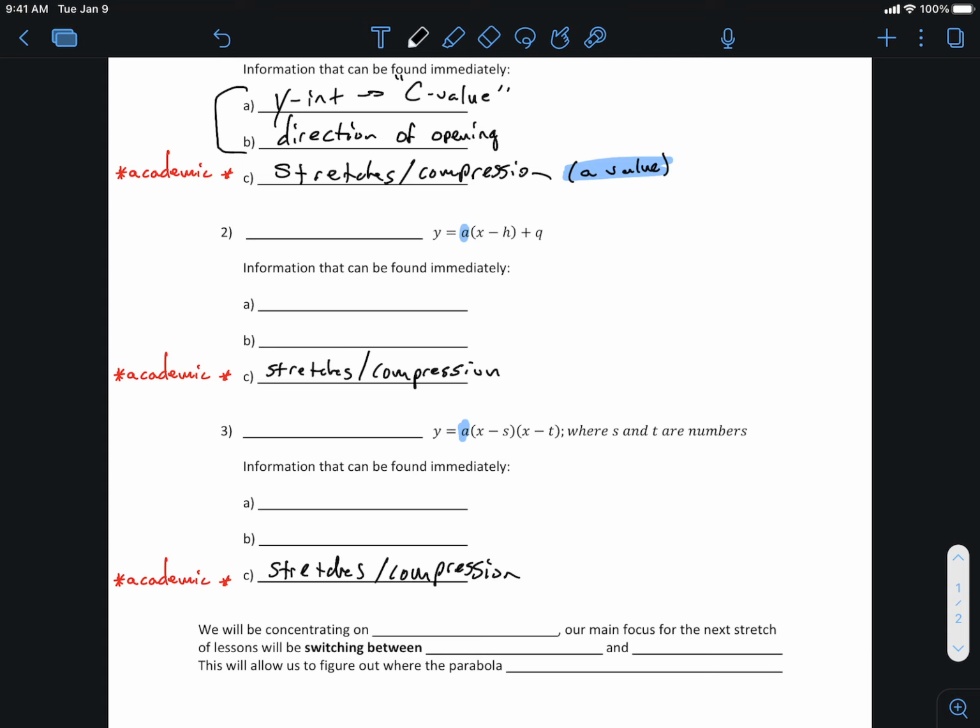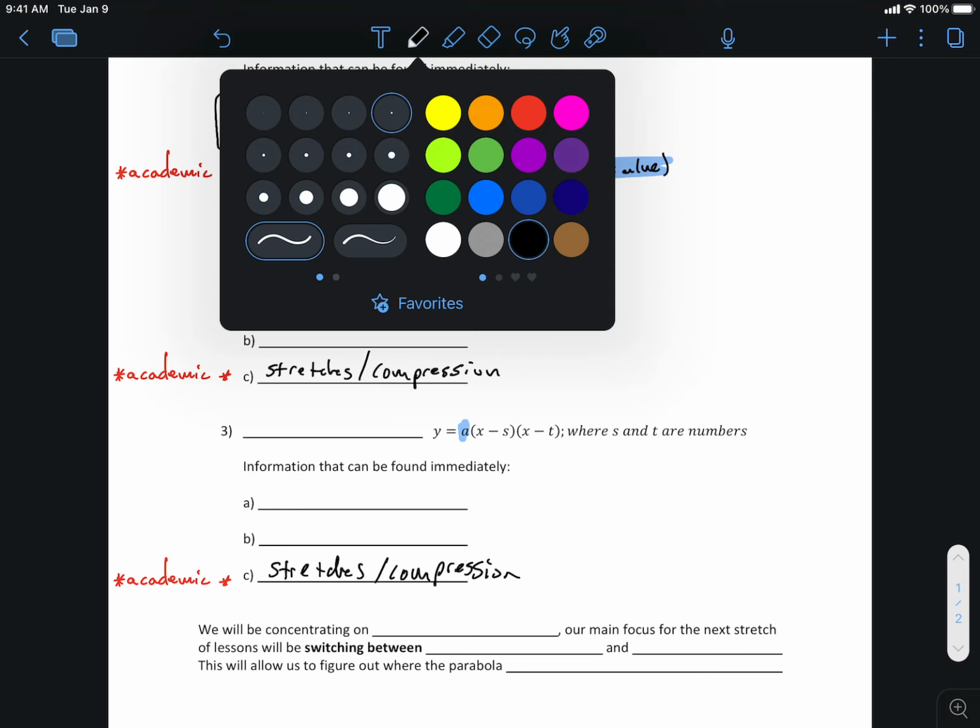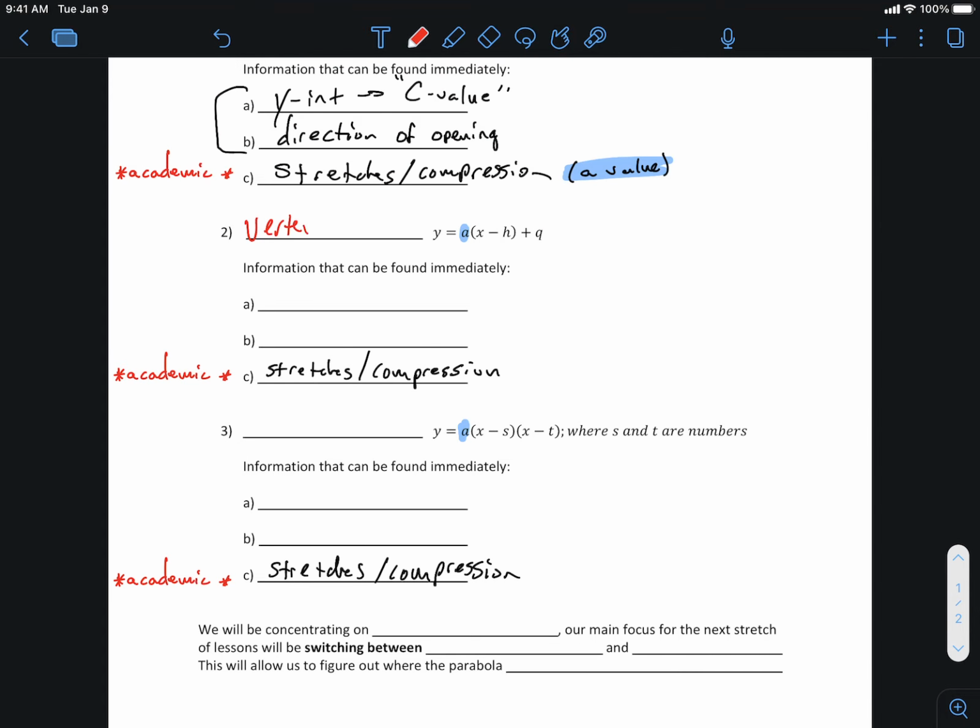The second one is what we call vertex form. I'll use red. Again, the academics are going to spend not a huge amount of time, but a large amount of time looking at this particular form. And I think the applieds will probably look at it too, just not as in depth. There will be a few lessons that the academic students will be doing in addition to what we do as a big class.